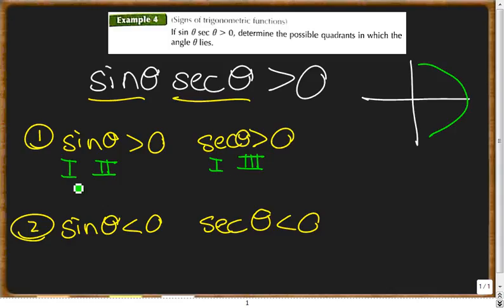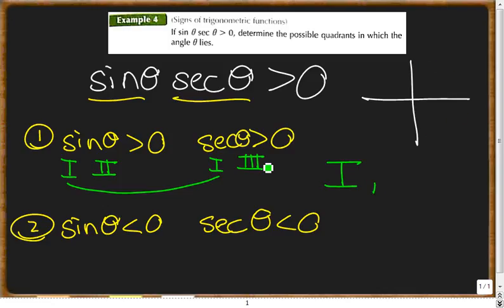So right off the bat, these two have to agree. We need to know that each of those has to work. So theta is the same angle. So the only one that works is the first quadrant. So we know the first quadrant is one answer.